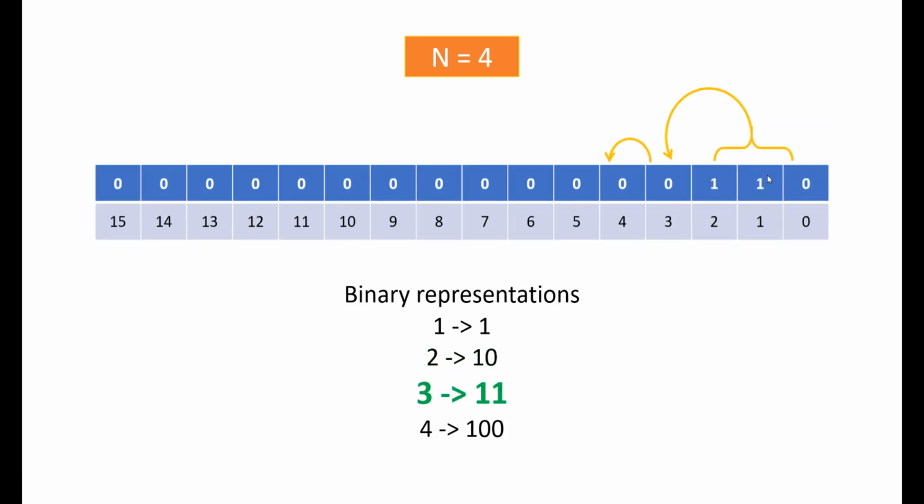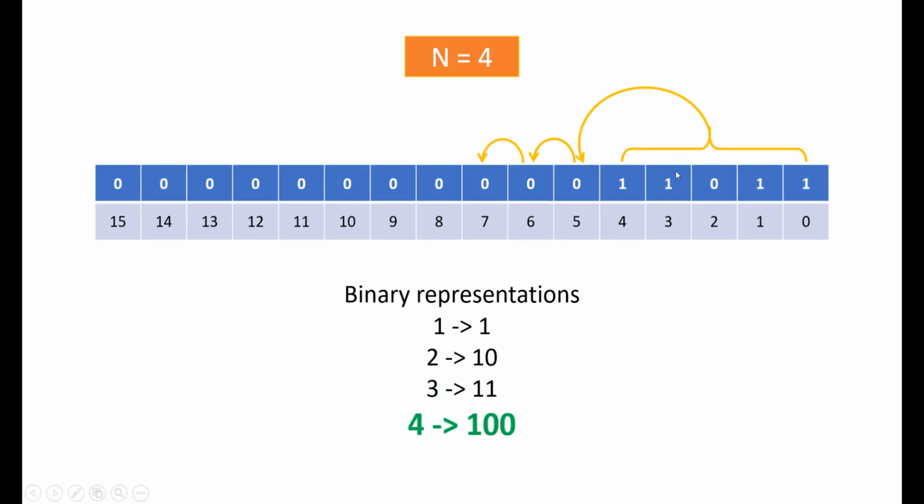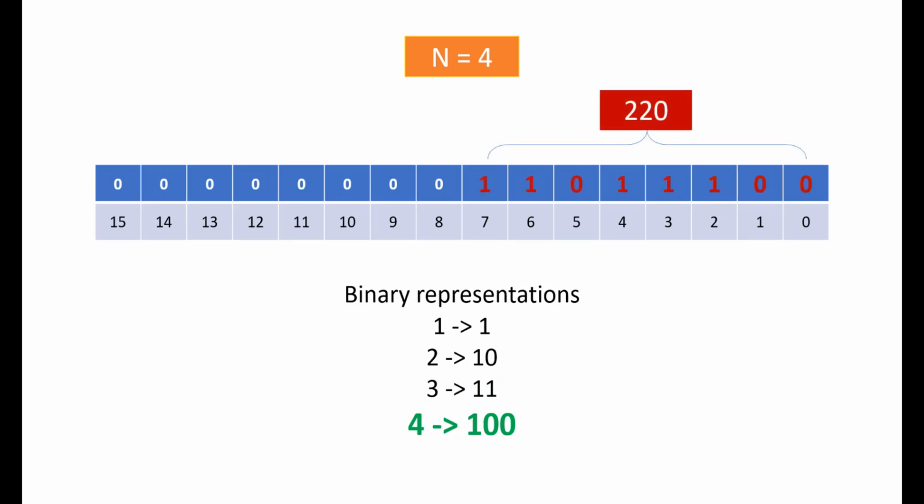Similarly, we'll do it for 3. For 3, we need to shift this 2 bits again, and so that gives us this particular answer. Again, if we do that for 4, we get this. And so after everything is done, we just give its integer representation as the output. For n equal to 4, this integer representation would be 220.